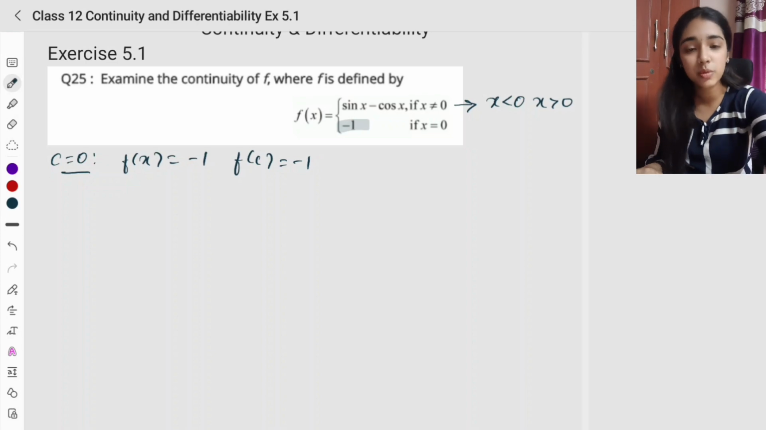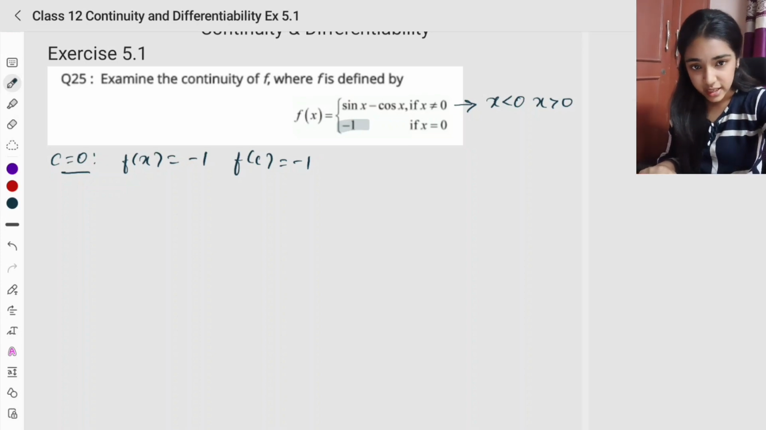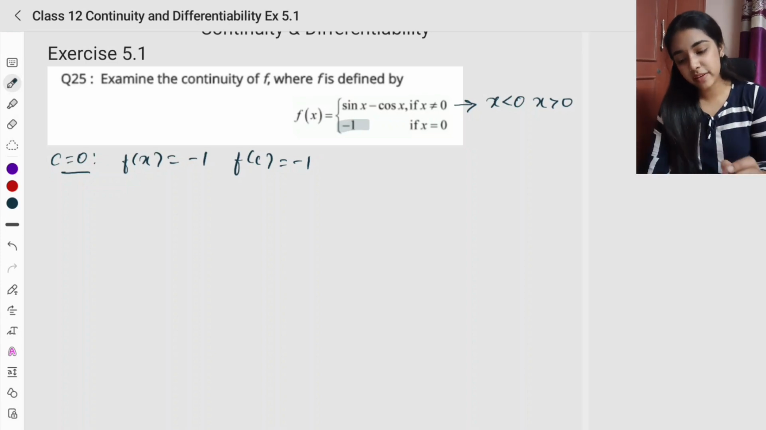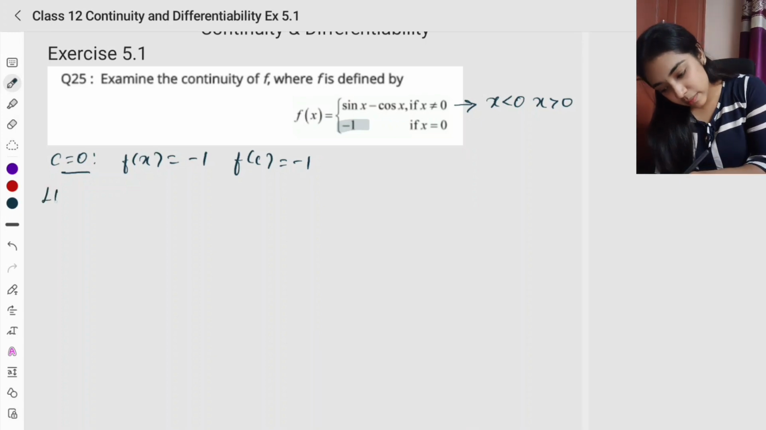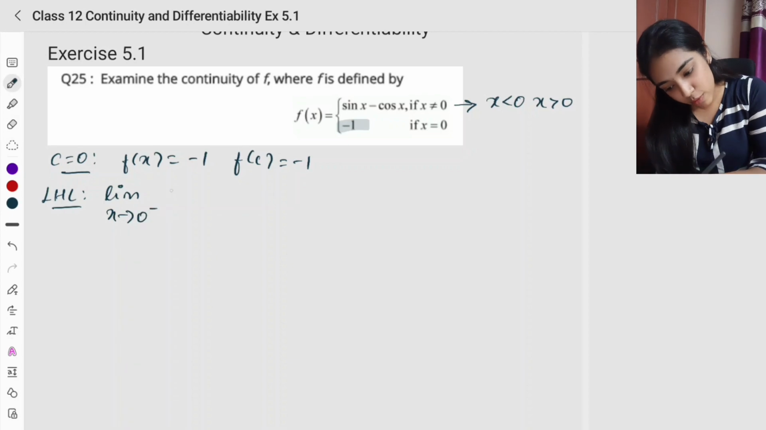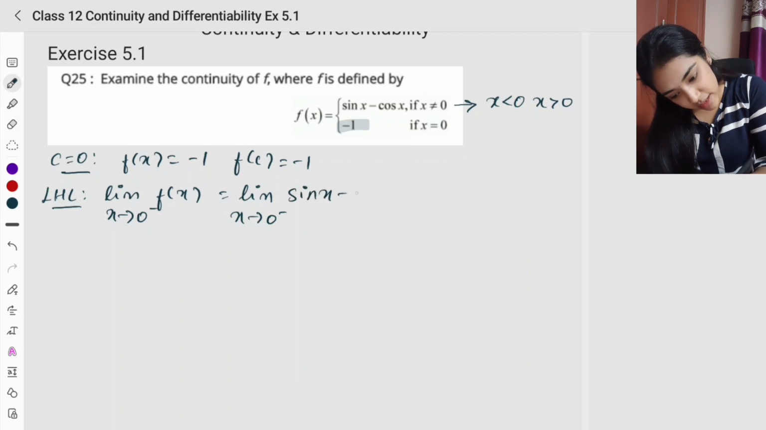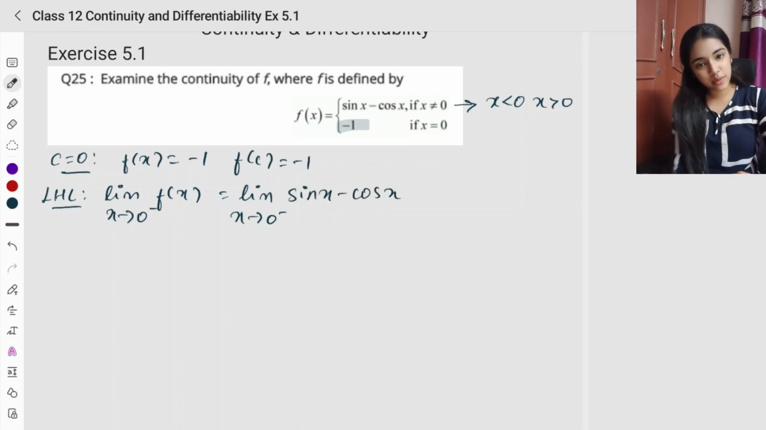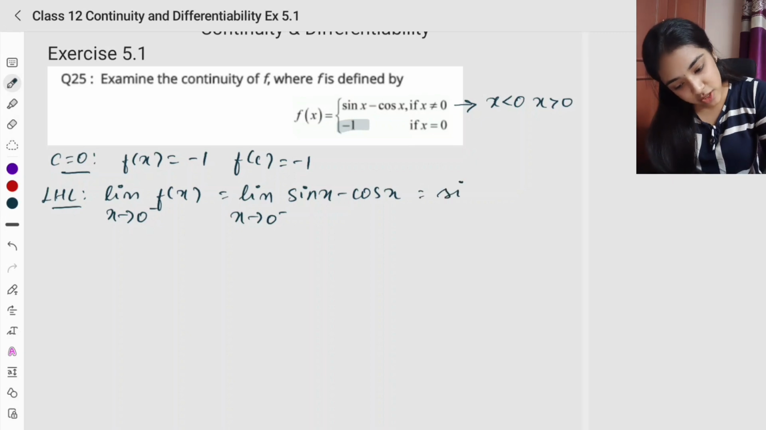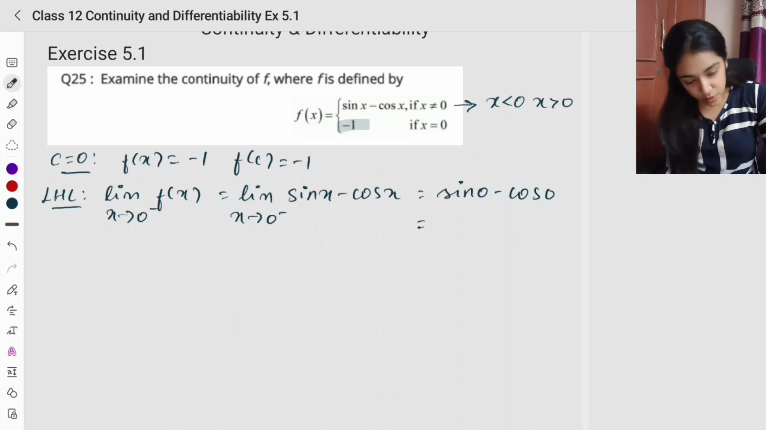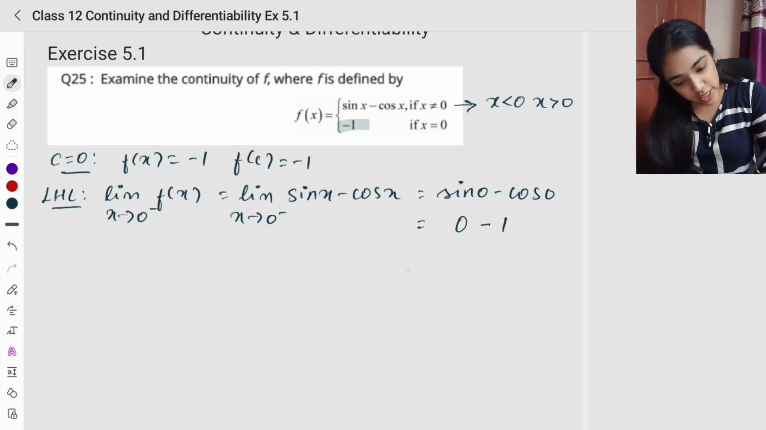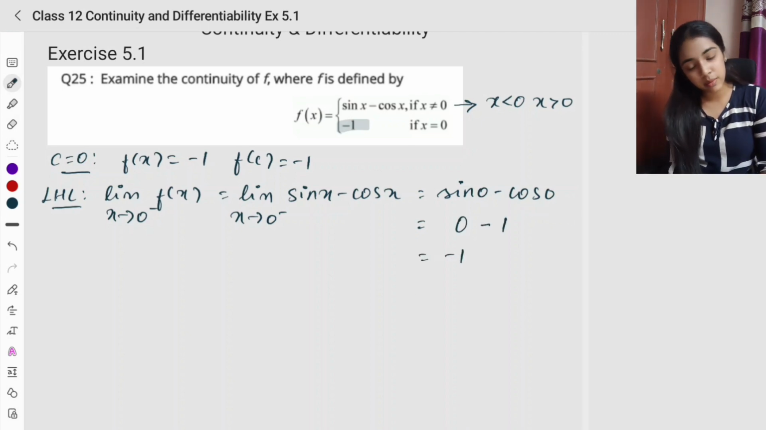You see that there is no term which is dependent on the x. Correct? It is independent of x. So I'm going to have f of x and f of c. What is my left hand limit? Left hand limit is going to be limit x tends to 0 minus of f of x, which is going to be limit x tends to 0 minus of sin x minus cos x. When I substitute the value of the limit, I'm going to have sin 0 minus cos 0. Sin 0 is 0. Cos 0 is 1. So 0 minus 1 is going to be minus 1. Left hand limit minus 1.